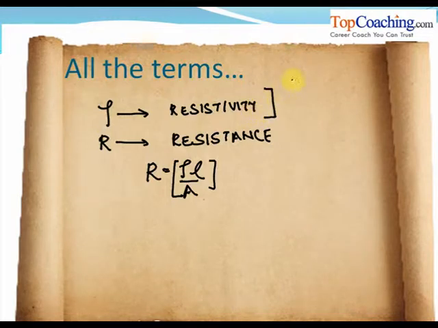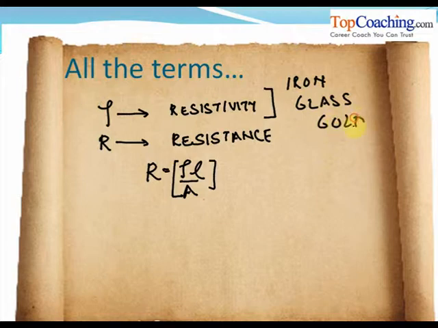For example, iron has a certain value of rho. Glass has a certain value of rho. Gold has a certain value of rho. However, resistance is not independent of the physical properties of the substance. Resistance depends on the length of the conductor. It depends on the area of cross section of the conductor.